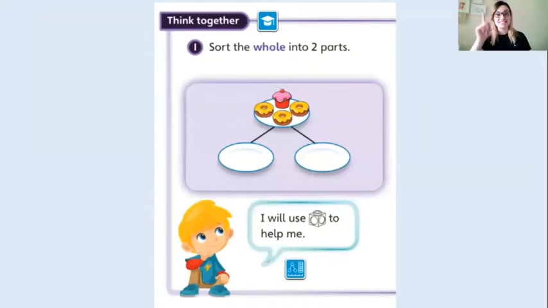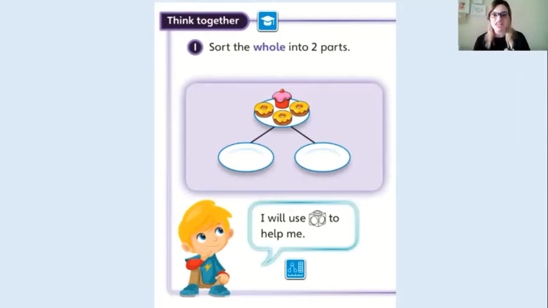And we're going to have a go at a think together. And question 1 says sort the whole into 2 parts. So at the top in our top plate, you can see we've got a whole number. How many are there all together? Can you show me on your fingers? Well done, there are 4, aren't there? We've got 1 cake and 3 donuts. So altogether I have 1, 2, 3, 4. So 4 would be my whole at the top of my cherry diagram. Now it's asking you to work out it into 2 parts.